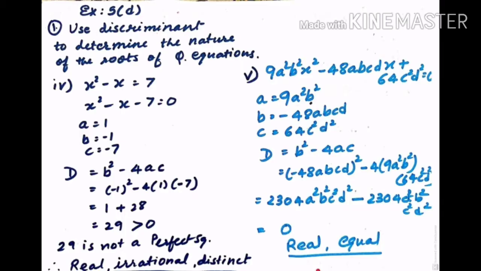Students, exercise 5D, first question. Use the discriminant to determine the nature of the roots of the quadratic equations. I took the fourth one in the first part, that is x² − x = 7. To convert it to our standard form, I take 7 to the left side, so it becomes x² − x − 7 = 0. Now I choose my values a, b and c. Comparing with our standard form ax² + bx + c, and with the sign, we take a = 1, b = −1 and c = −7.